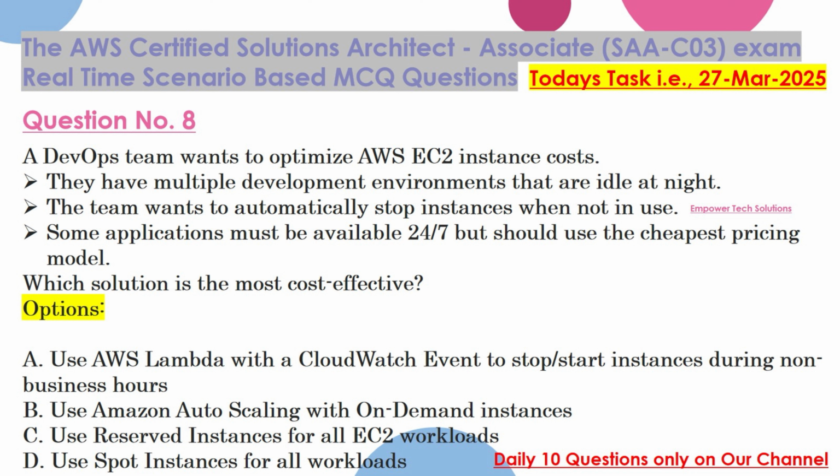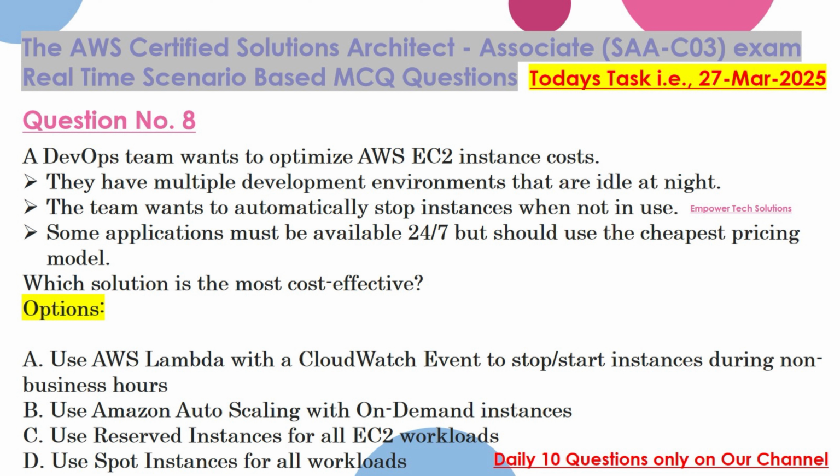Question 8. A DevOps team wants to optimize AWS EC2 instance costs. They have multiple development environments that are idle at night. The team wants to automatically stop instances when not in use. Some applications must be available 24/7 but should use the cheapest pricing model. Which solution is the most cost-effective?